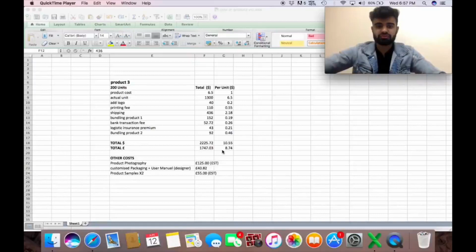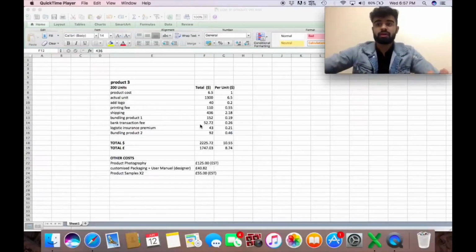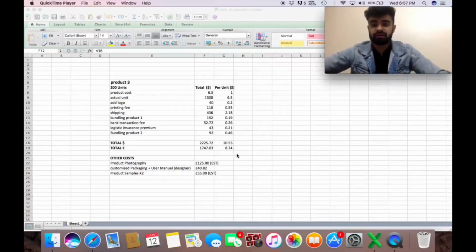So be sure to take that into account when you're working out your costs, and always leave yourself some room for any additional costs that can occur, so you're not tight on your budget and you don't have to squeeze for every penny. So that worked out to 21 cents per unit. I've already mentioned the second bundling product. So the total cost for my product is $2,225.72, which works out to be $10.55. Or if you convert that to pounds, it's £1,747 and 3 pence, and £8.74.